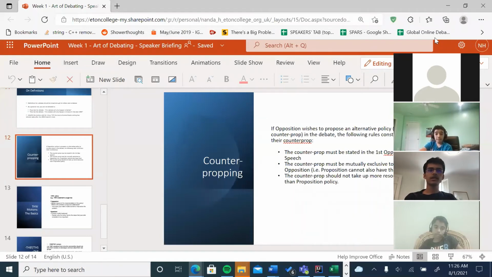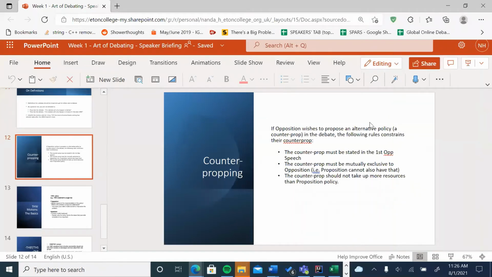The next thing is counter proposals. As I mentioned before, the opposition side can have a counter policy, because the proposition has proposition fiat, so they're getting the ability to pass whatever policy they want, and they're passing, let's say, a sugar tax. The opposition can say, hey, look, you have this political influence to pass a sugar tax. If you can do that, then instead what we want to do is provide subsidies for healthy food, for example.